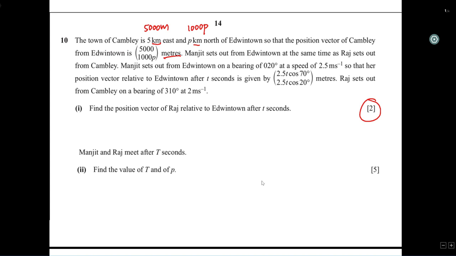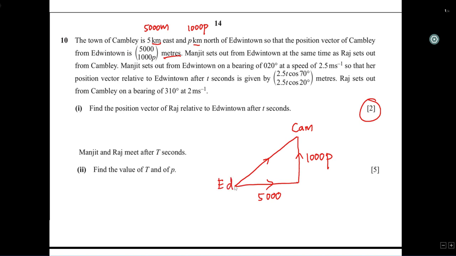So the first thing I will try to do is give you some information. What is the meaning of 5 km east? Basically, you have 5,000, and then due north, which is 1,000p. Obviously, we do not know the value of p. If p is 2, then this will be 2,000. I'm just assuming something like this. This is the town of Cambly, and this is Edwin Town.